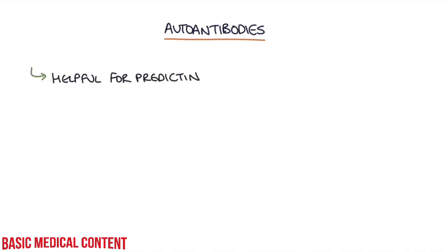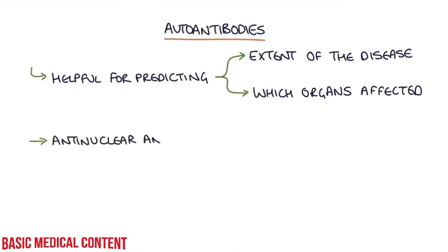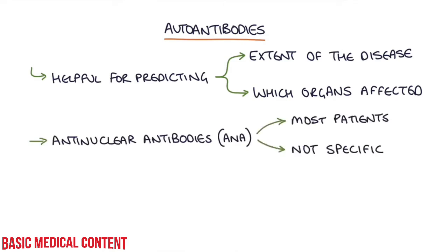Next, let's talk about the autoantibodies associated with systemic sclerosis. There's multiple autoantibodies in the condition, and they're helpful for predicting the extent of the disease and also which organs will be affected. It's not really worth memorizing all of them unless you want to be a rheumatologist, but the ones to remember are below. Firstly, anti-nuclear antibodies, or ANA, are positive in most patients who have systemic sclerosis. And these are not specific to systemic sclerosis because you also get positive ANAs in other autoimmune conditions such as autoimmune hepatitis and SLE.